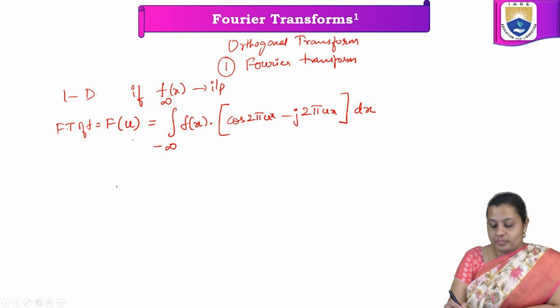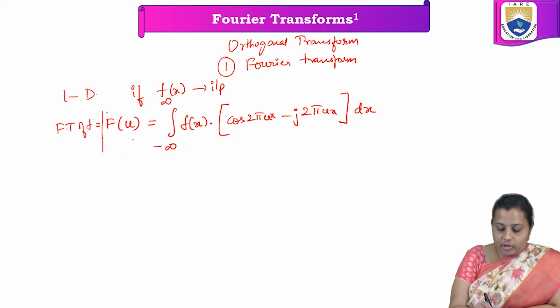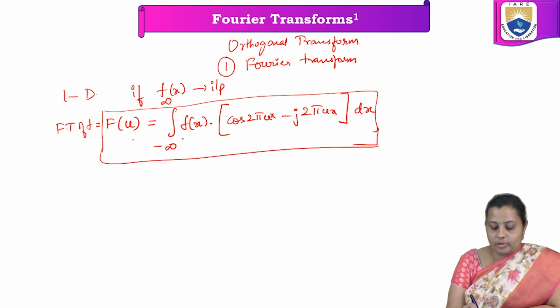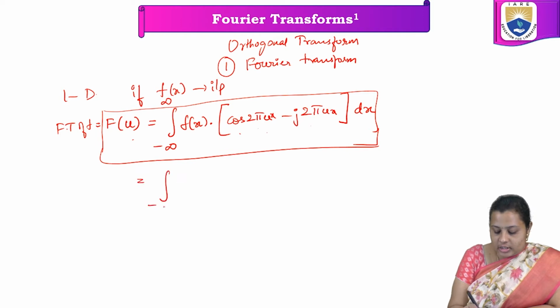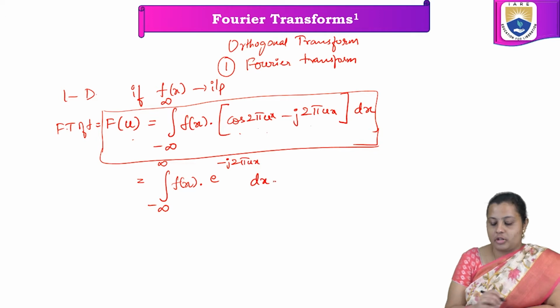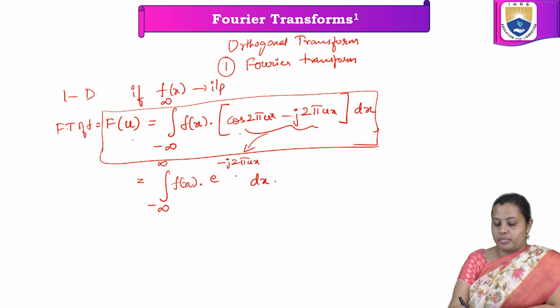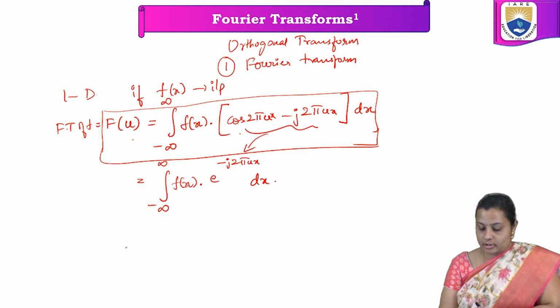Right? So if my Fourier transform of my input is given by F of u equal to the integration from minus infinity to infinity of f of x into cos of 2 pi ux minus j sin 2 pi ux dx, which can be concisely written as the integration from minus infinity to infinity of f of x into e power minus j 2 pi ux dx.